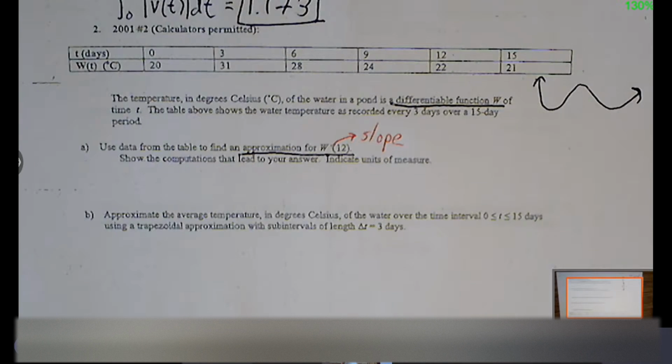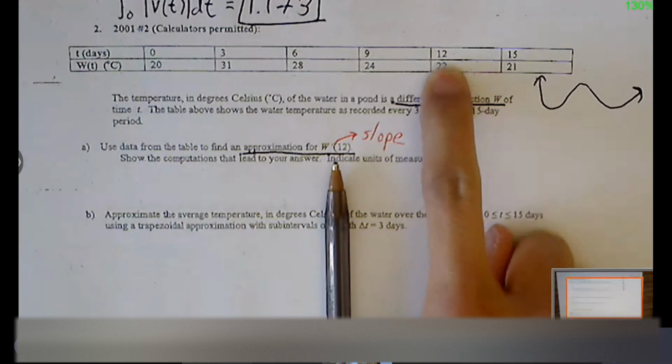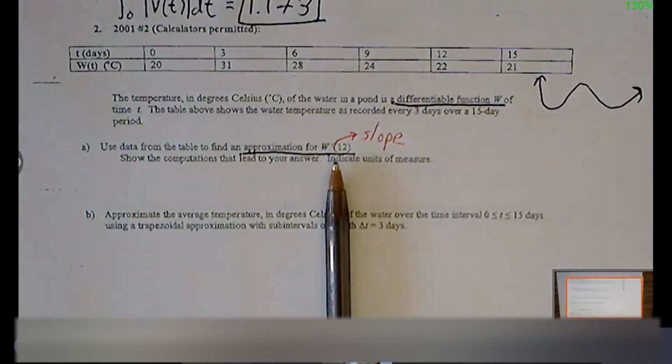Ordered pair. How many order pairs? 2. I need 2 order pairs. So which 2 order pairs do you think would be a good approximation if I want to do W prime of 12? Maybe 12. Okay, 12, well, that's 1 order pair. Okay. What's the second order pair?